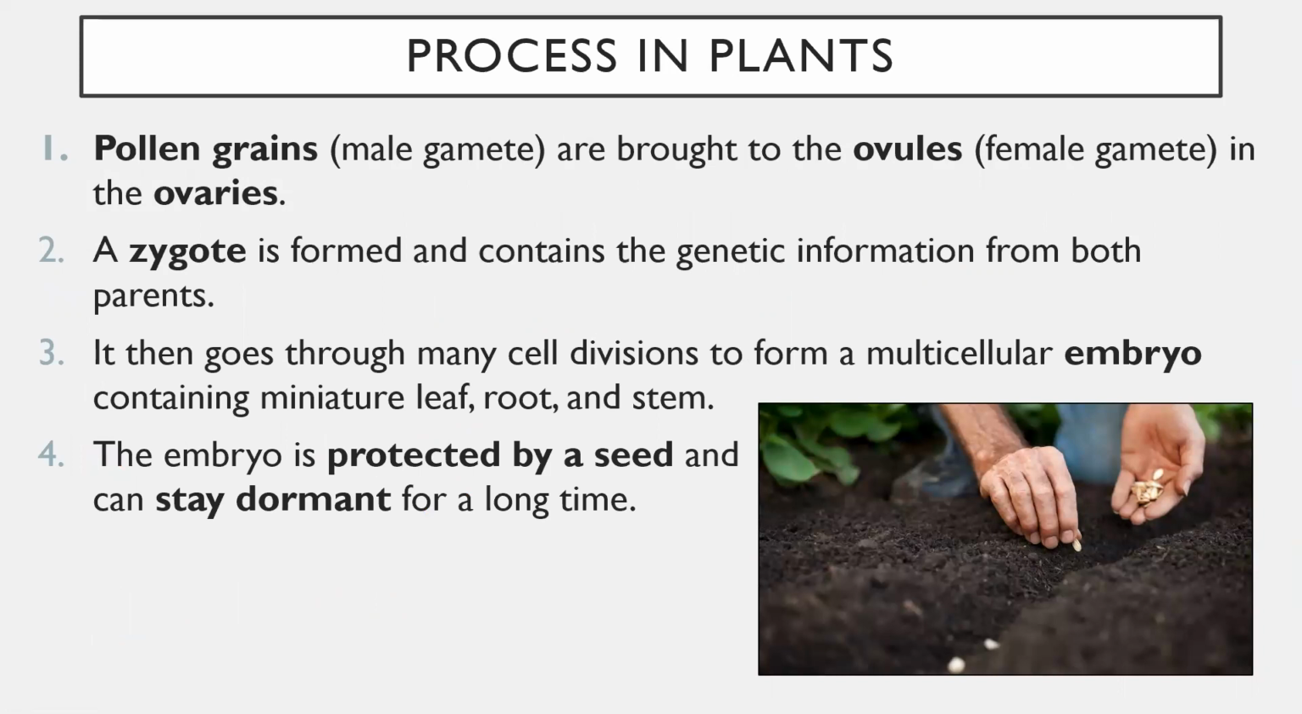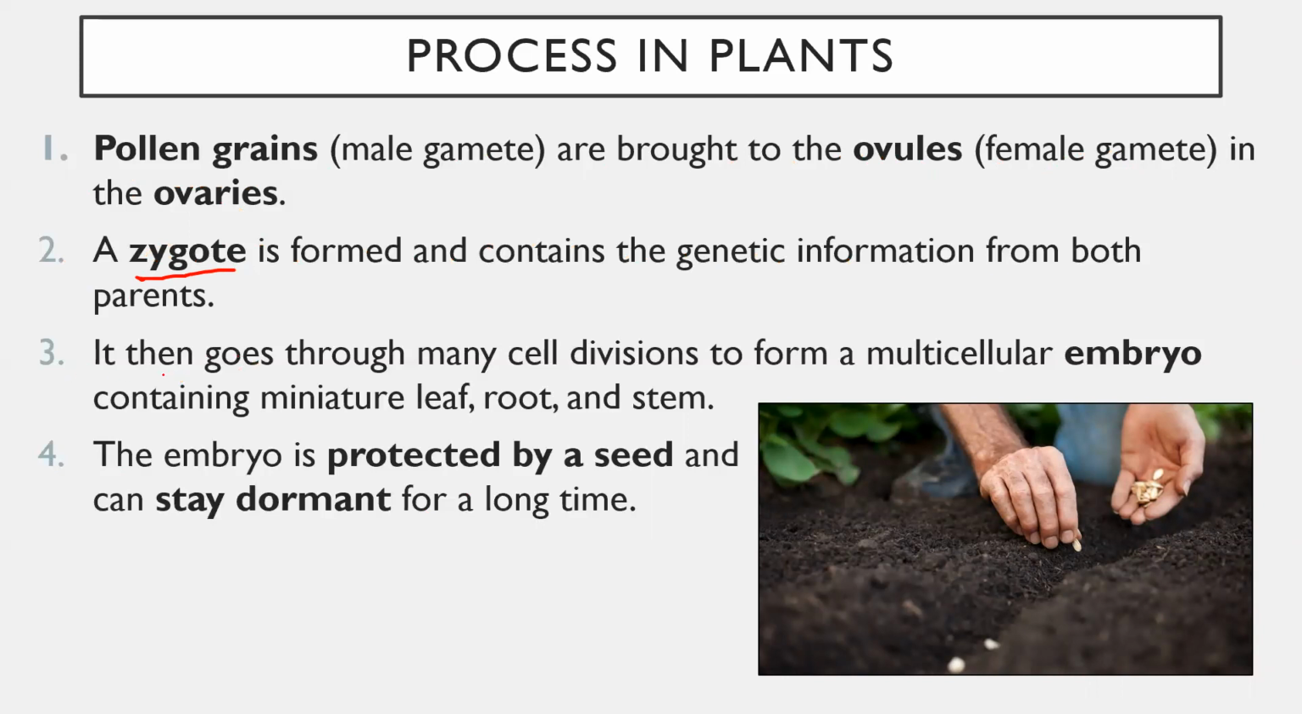It's, in my opinion, pretty self-explanatory for the most part, but there's some things in here that you might be a little surprised with. First of all, the pollen grains, which again is the male gamete, are brought to the ovules, the female gamete, in the ovaries in the plant, right? That we already have covered. Part 2 is a zygote. Remember, that's 2 different gametes that have joined together, of course. The zygote is formed and contains the genetic information from both parents.